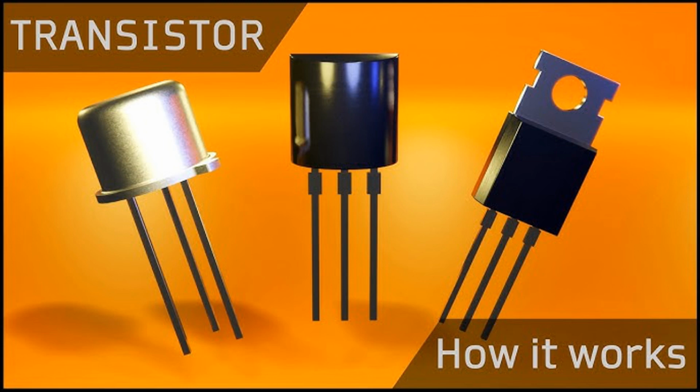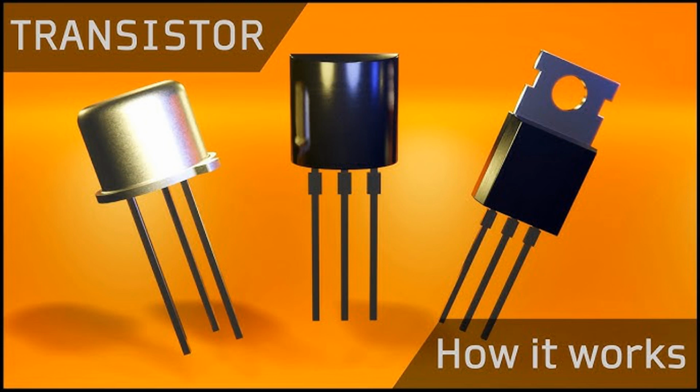Emission control. By varying the current or voltage applied to the base terminal, you can control the number of majority charge carriers, electrons or holes, emitted from the emitter into the transistor's base region. This control allows you to modulate or amplify the current flowing from the emitter to the collector, which is often used for signal amplification purposes.